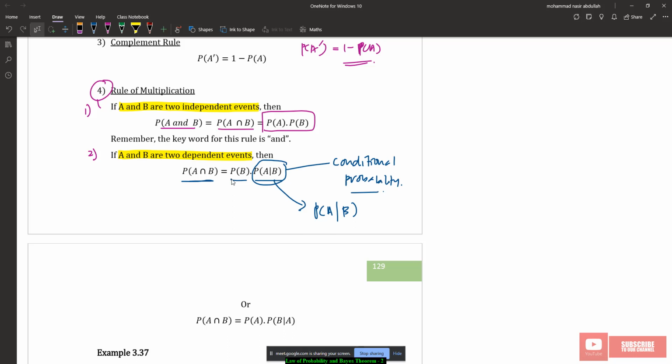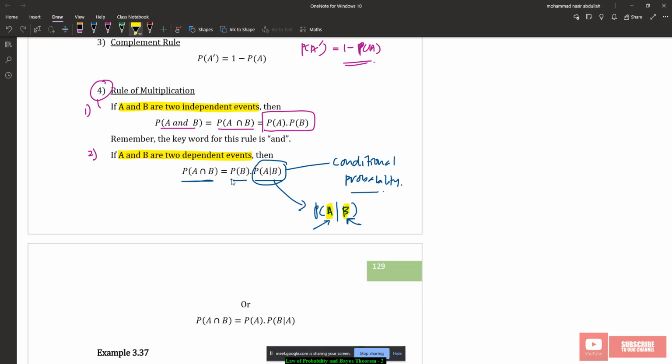So the stroke here is called "given". B here is the event that has already occurred, yang sudah berlaku, while A is the probability that we want to know. So cara baca dia, probability of A given B, right? B is the event that has already occurred, sudah berlaku. We want to know the probability of A given that B has already happened.